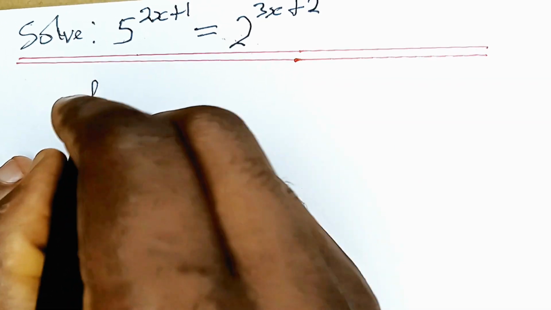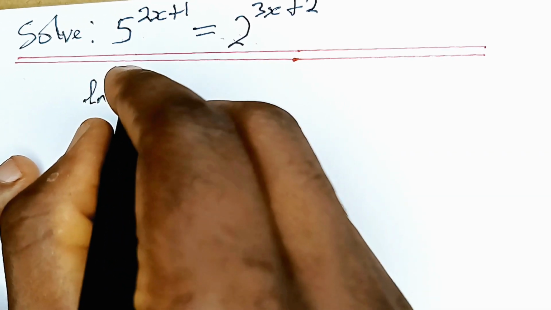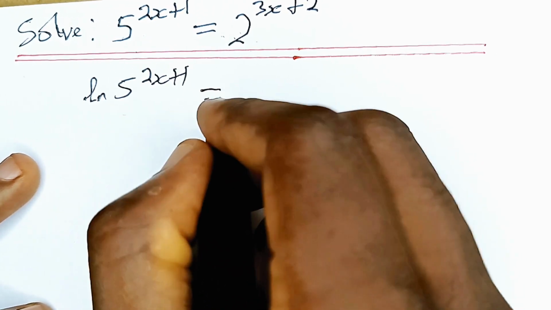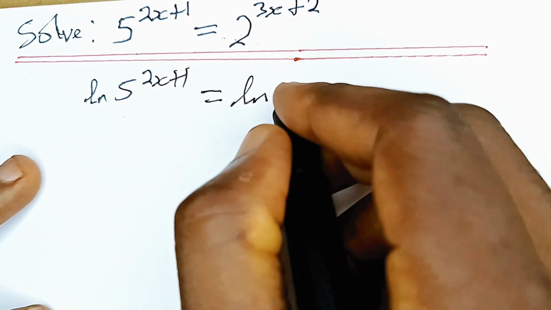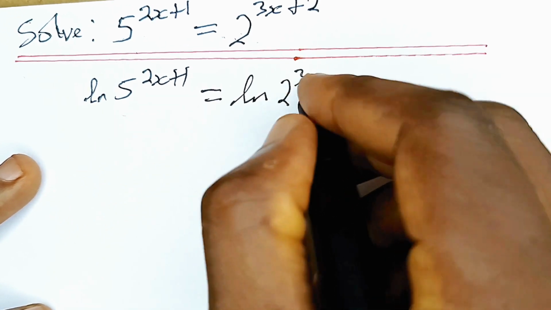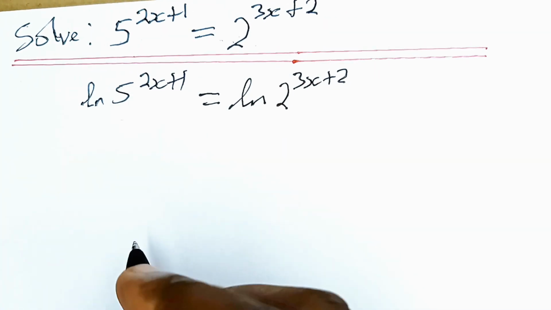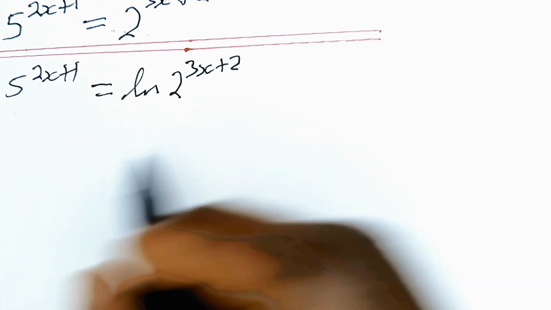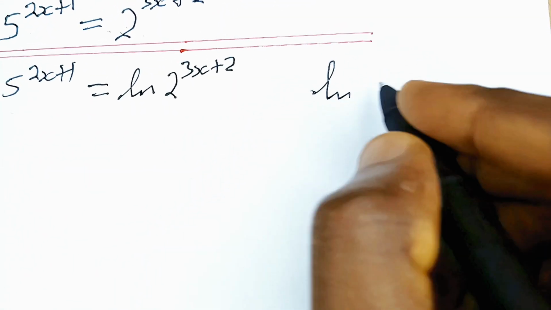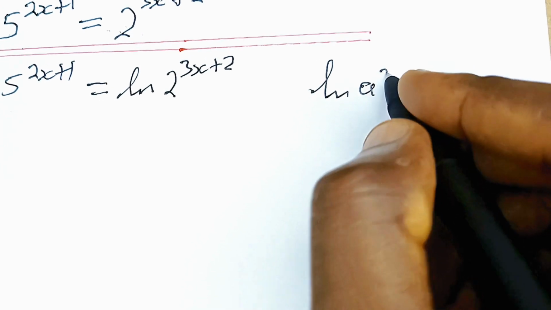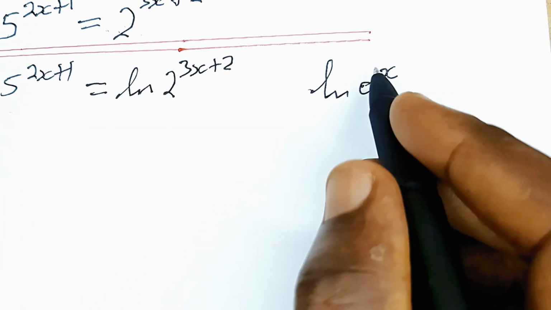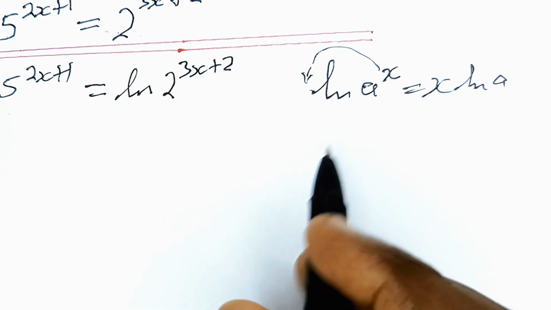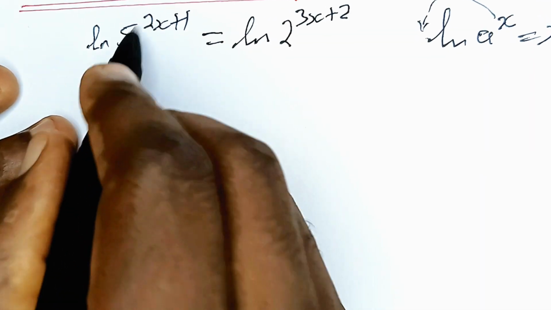So ln 5 raised to power 2x plus 1 is equal to ln 2 raised to power 3x plus 2. Under the law of logarithm, recall that if you have ln a raised to power x, this x comes here to give us x ln a. So let's apply that here. This comes down.